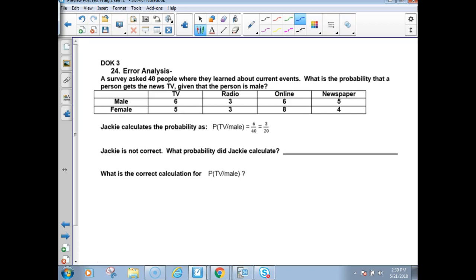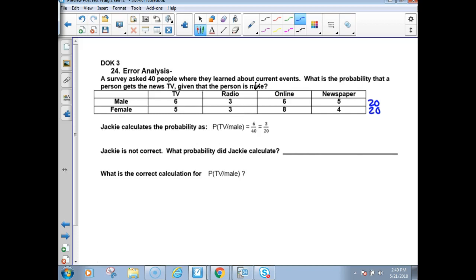Error analysis. The survey asked 40 people where they learned about their current events. What's the probability that a person gets the news by TV, given that the person is a male? If the person has to be a male, there are how many males in all? We'd have to add these up, and that is 20. Now there are 20 females as well. It said 40 people, so there's 20 of each, actually.